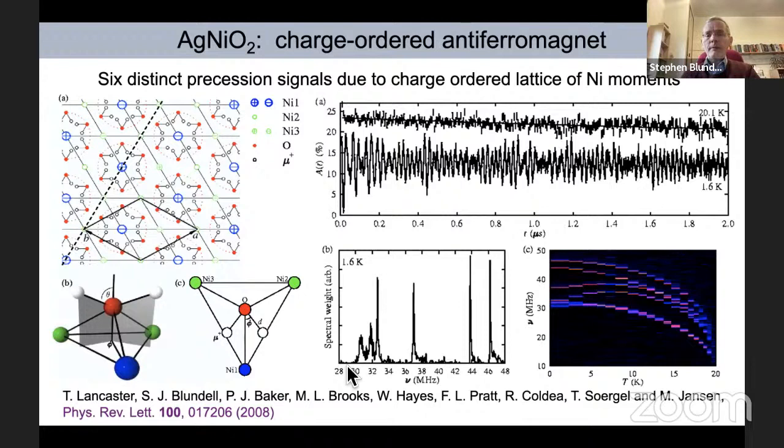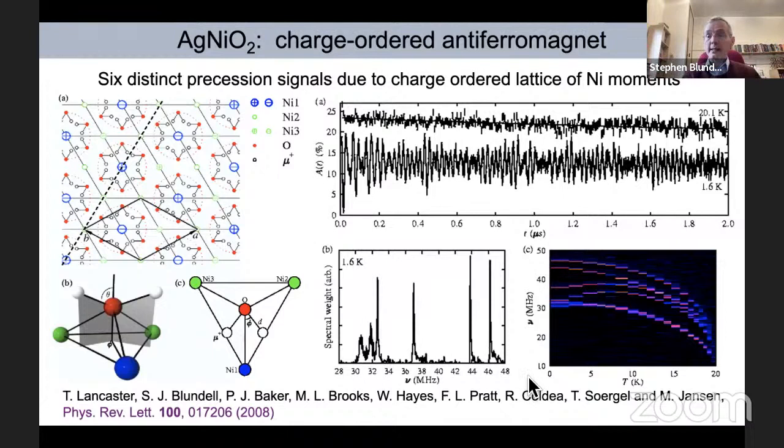Now, this is rather complicated, and it's because you have a charge-ordered antiferromagnet. So the nickels, there are three independent nickel sites. They form a rather complicated charge-ordered arrangement. And although the muon is sitting essentially in one muon site, it produces these six frequencies.